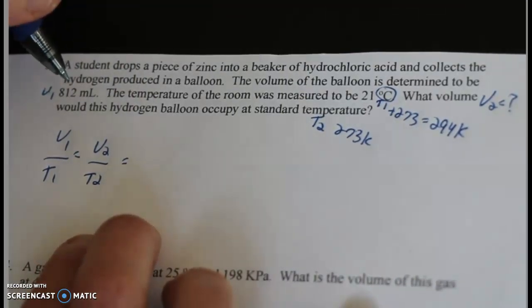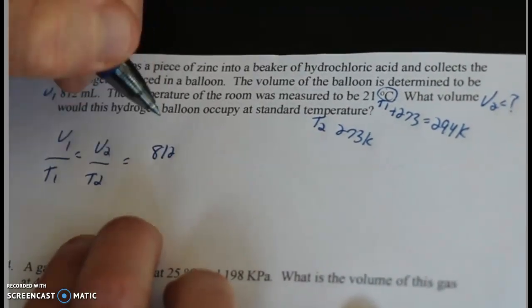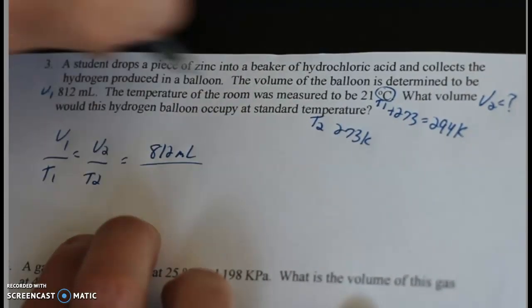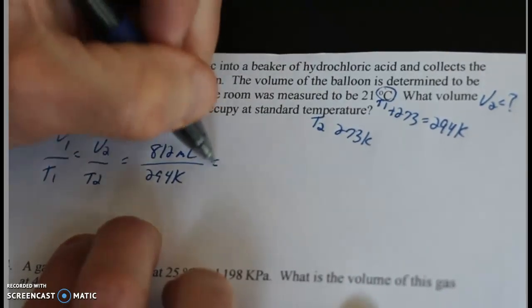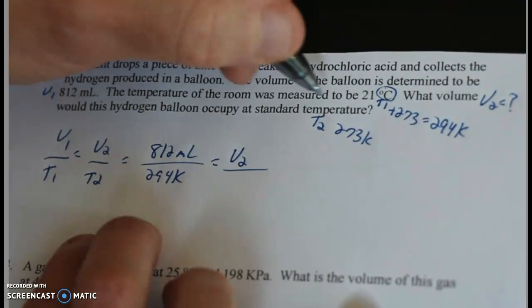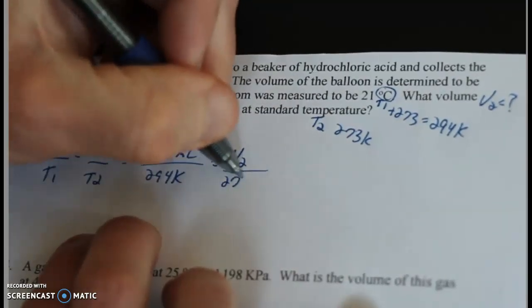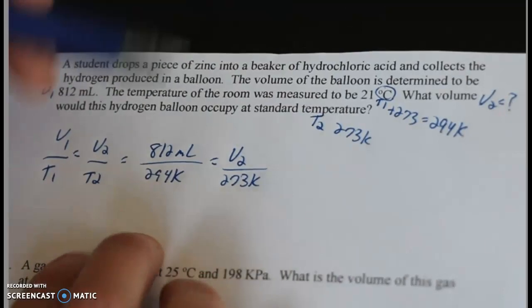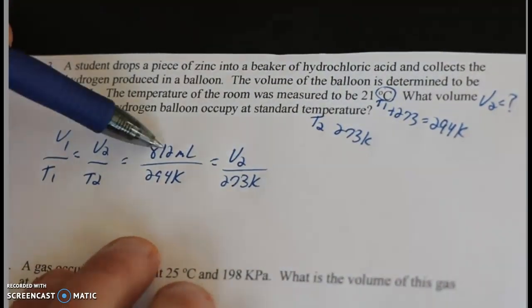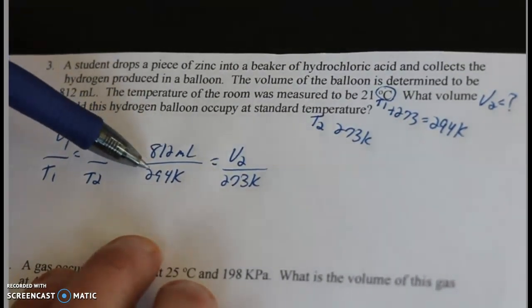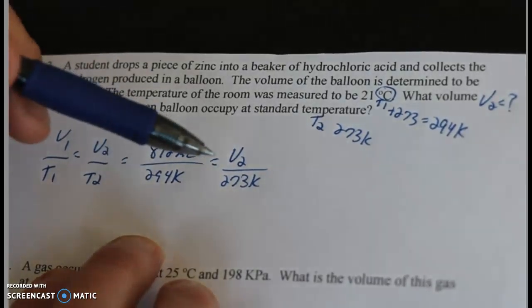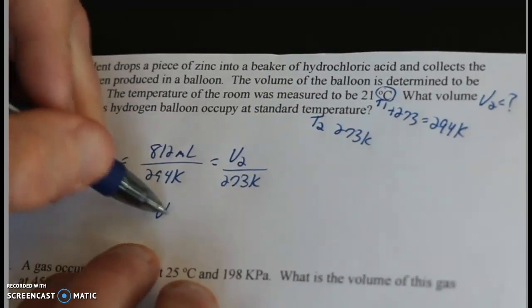So 812 milliliters is V1. T1 was 294 Kelvin. We're solving for V2. T2 is standard temperature, which is 273 Kelvin. For me, if I was doing this problem, what I would do is get the answer to this side first, because I have all the variables on the left. I would do 812 divided by 294, and then while that answer is still in the calculator, just hit times 273. And that's going to give you your answer.